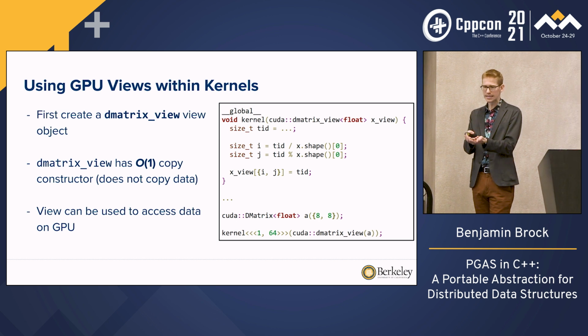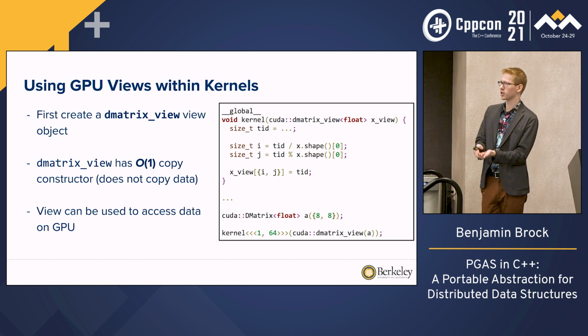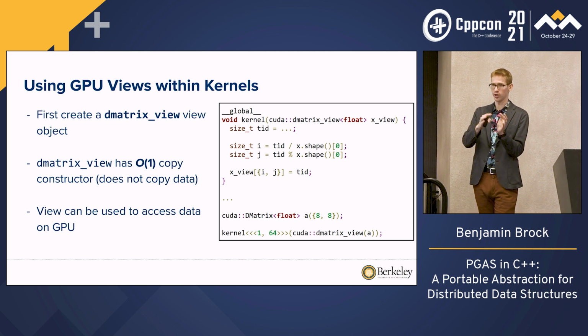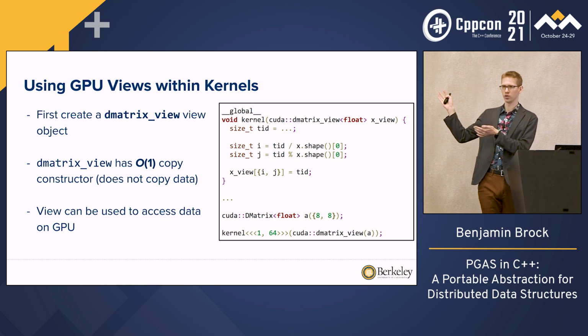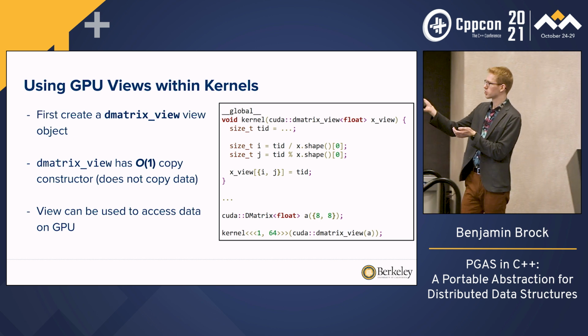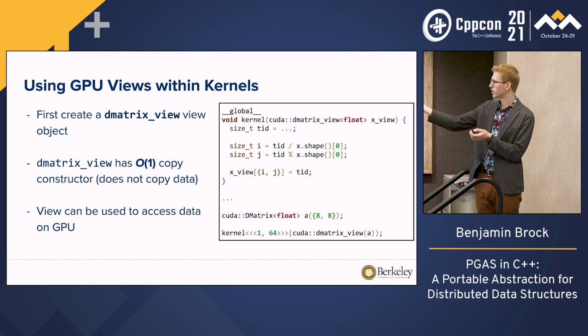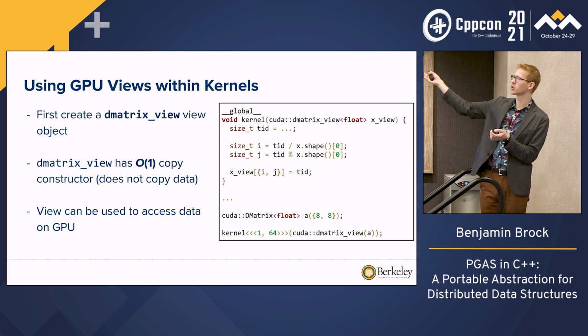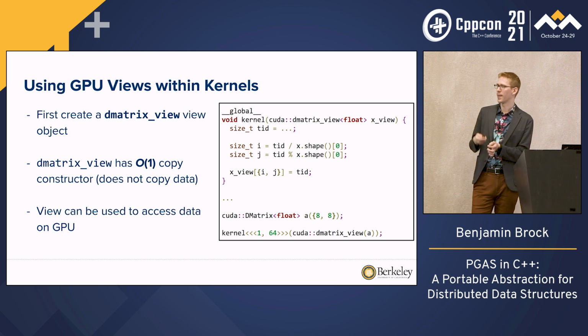It is a non-owning entity that has a reference to this data structure. It has an O of 1 copy constructor. So it's not going to create a copy of the data. It will just reference the original data. And we can send this into a CUDA kernel, and everything will be nice. So here we have a data structure that we've allocated on the CPU side. We created a view, which we then passed into this CUDA kernel, which will be sent to the GPU, and we can call methods on it, and they will manipulate the original data.